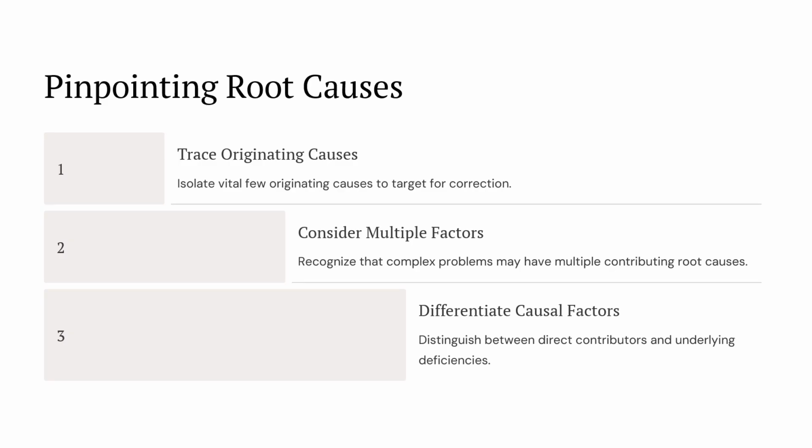Here are a few quick tips for pinpointing the root cause. Trace originating causes. Isolate the few vital originating causes to target for correction. Consider multiple factors. Recognize that complex problems may have multiple contributing root causes. You may need to use a fishbone or other root cause analysis tools to help you find those multiple factors. Differentiate causal factors. Distinguish between direct contributors and the underlying deficiencies.